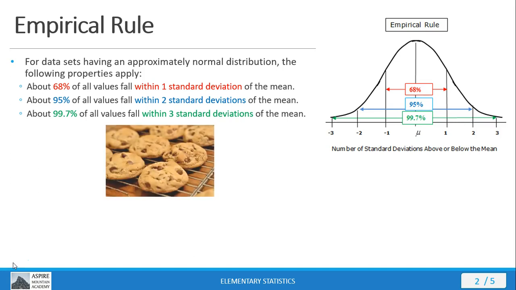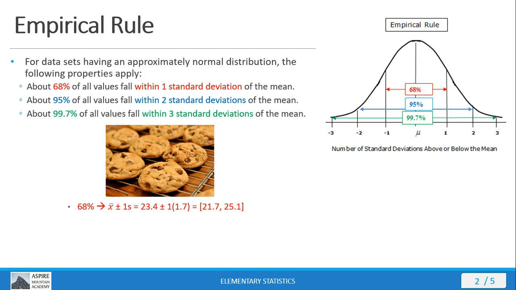Now, let's go back to our chocolate chip cookie example, because hey, who can get enough of chocolate chip cookies, right? Let's see how to apply the empirical rule to that data set. The empirical rule says 68% of the values in that data set are going to lie within one standard deviation of the mean. So here's what we get when we put numbers to that.